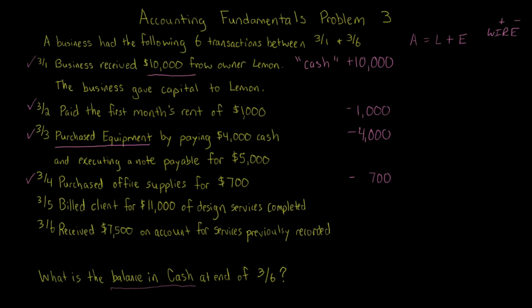Do we have a corresponding increase on the other side? Yes. We have an increase in revenue of $11,000, which increases our owner's equity. So right there, we have accounts receivable goes up by $11,000, owner's equity goes up by $11,000, the accounting equation balances, and there is no effect. No effect. I'm going to put a 0 with respect to cash. Okay, our final transaction, March 6th, received $7,500 on account for services previously recorded.